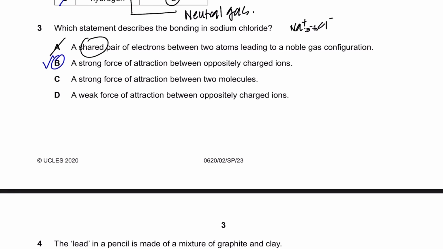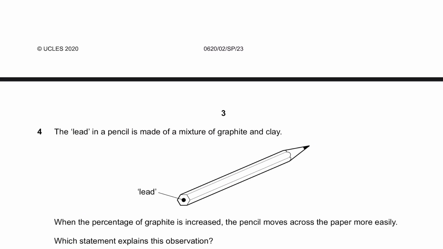But let's see C and D for a moment. C says it's a strong force of attraction between two molecules. No, they are ions, not molecules. And D says a weak force. No, it's a strong force of attraction. So C and D are therefore wrong. That's why B is the right option.